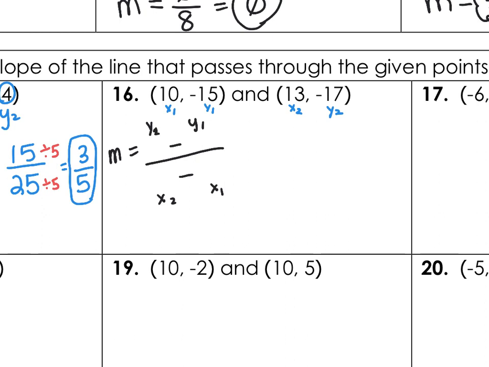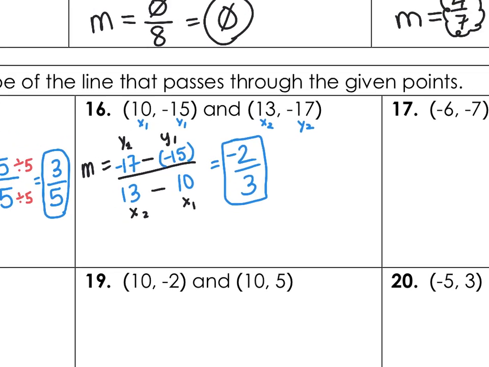So y2 is -17. y1 is -15. x2 is 13. And x1 is 10. So if I type that into my calculator, or if you're brave and you want to do the negatives, you should get a -2 over 3. Okay, that's simplified. That's simplest form. So you can just leave it as a -2/3.